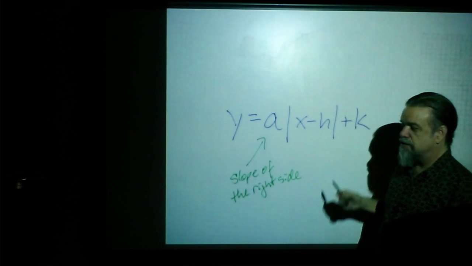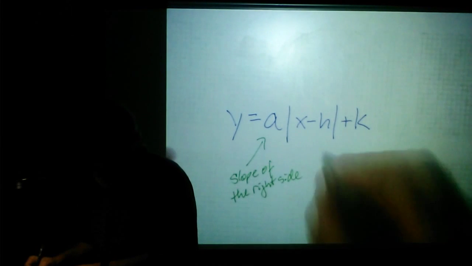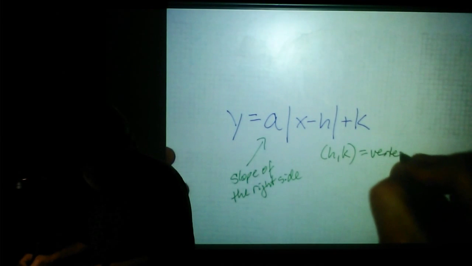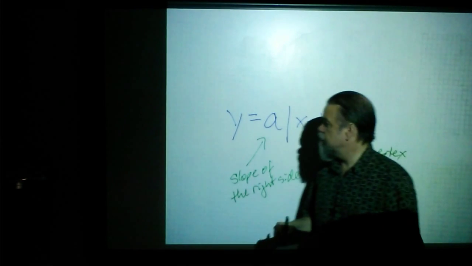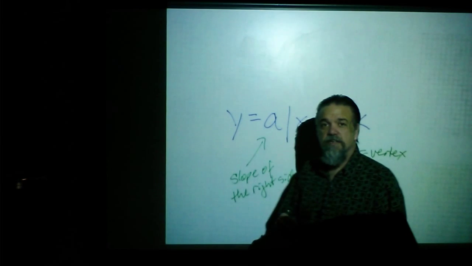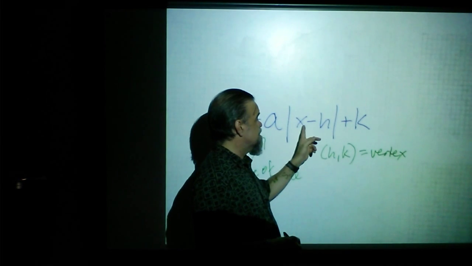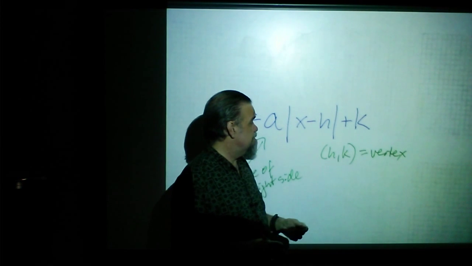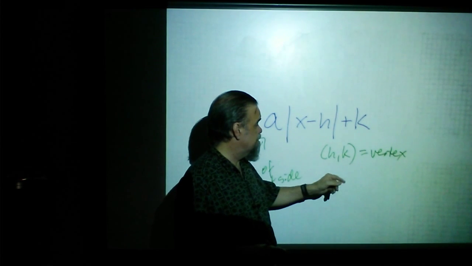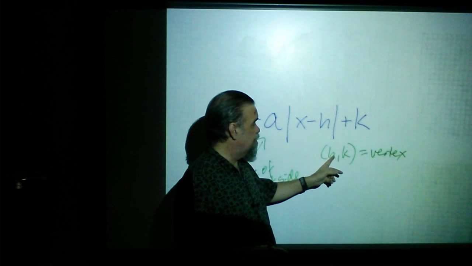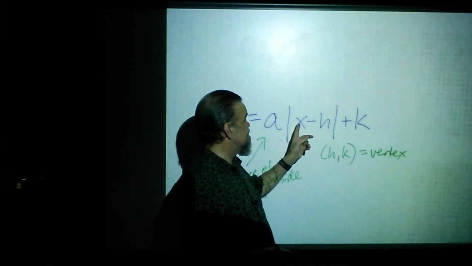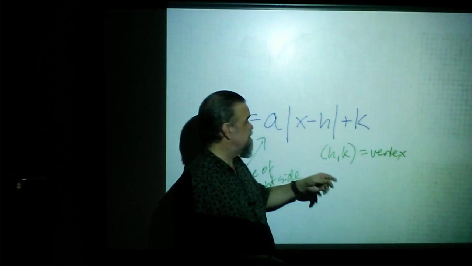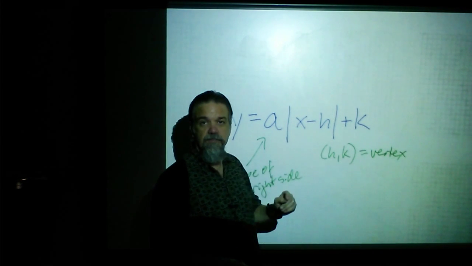Now, what about this H and this K? Well, it's quite simple. Point HK is the vertex, okay? That's the corner of your graph. And notice that this is x minus h inside of the absolute value. What does that mean? It means that the vertex of my graph is the point 4, 2. Then what I'm gonna have is the absolute value of x minus 4 plus 2. Now, how steep is it? I don't know, it depends on what that A is, all right?